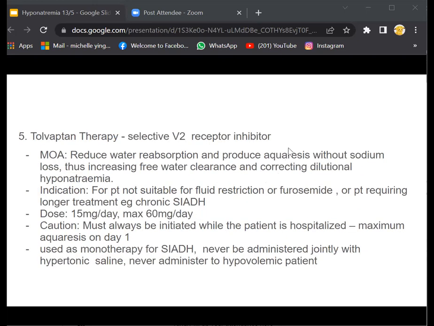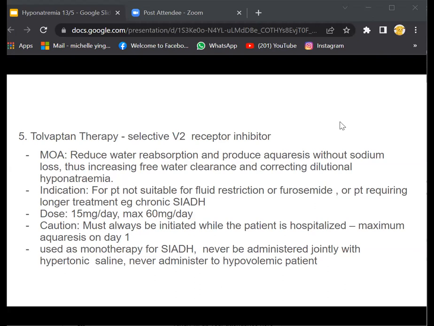Another choice of treatment will be tolvaptan. Although it is not available in our center, it is a very useful alternative for SIADH patients. It is a selective vasopressin receptor inhibitor. As its mode of action, it blocks the ADH-responsive vasopressin receptor in the collecting duct, which ultimately induces the apical expression of aquaporin 2 channels through which water is reabsorbed following the AVP stimulus.